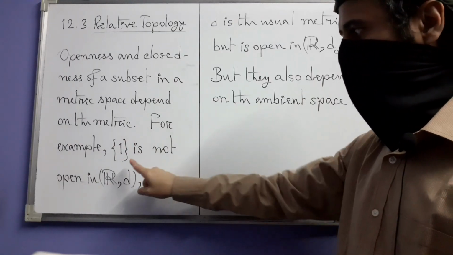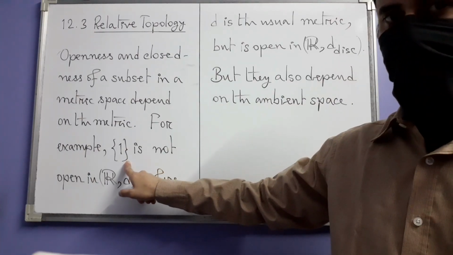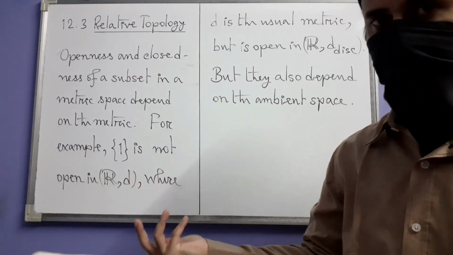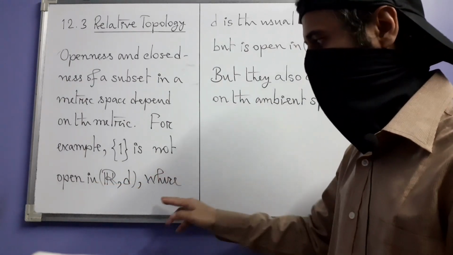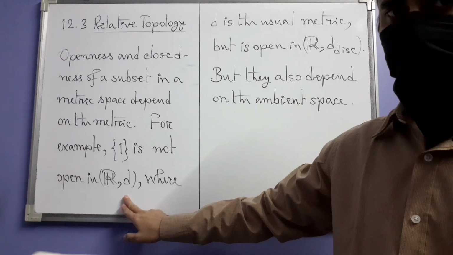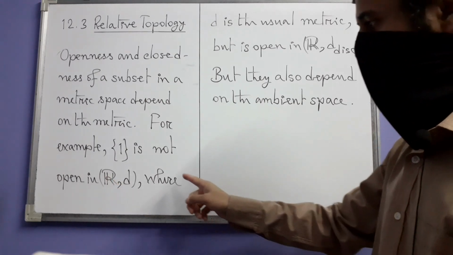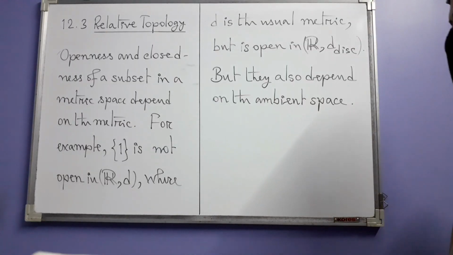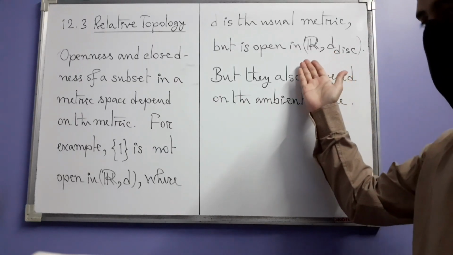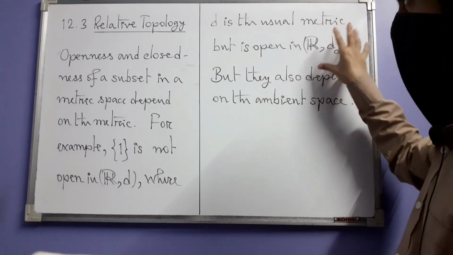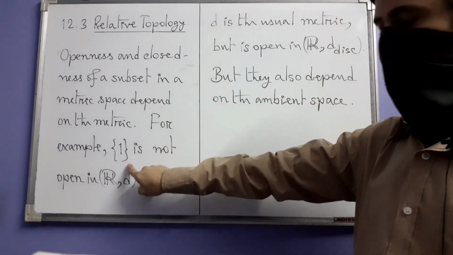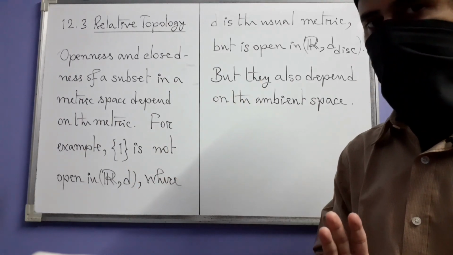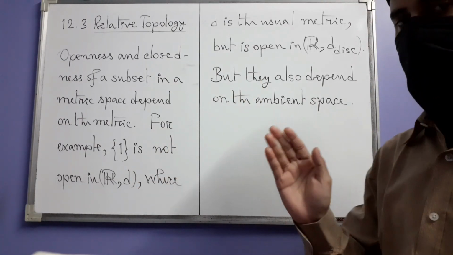For example, if you consider this singleton set consisting of the real number 1 as a subset of the set of real numbers, and you consider the usual metric D on the set of real numbers, then in this metric space this is not open. But instead, if you consider the discrete metric on R and get this discrete space, in this space that same subset is open. So things depend on the metric, but actually not just that.